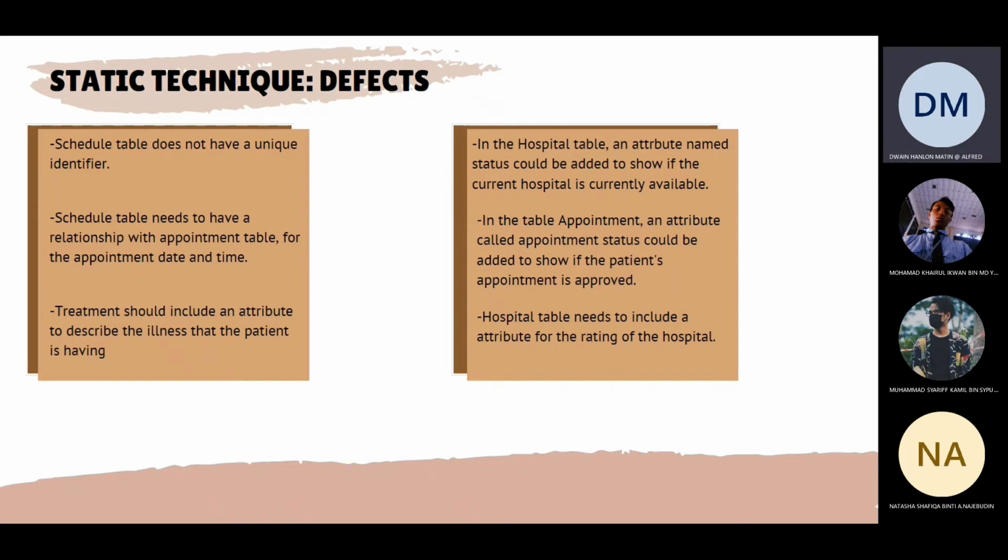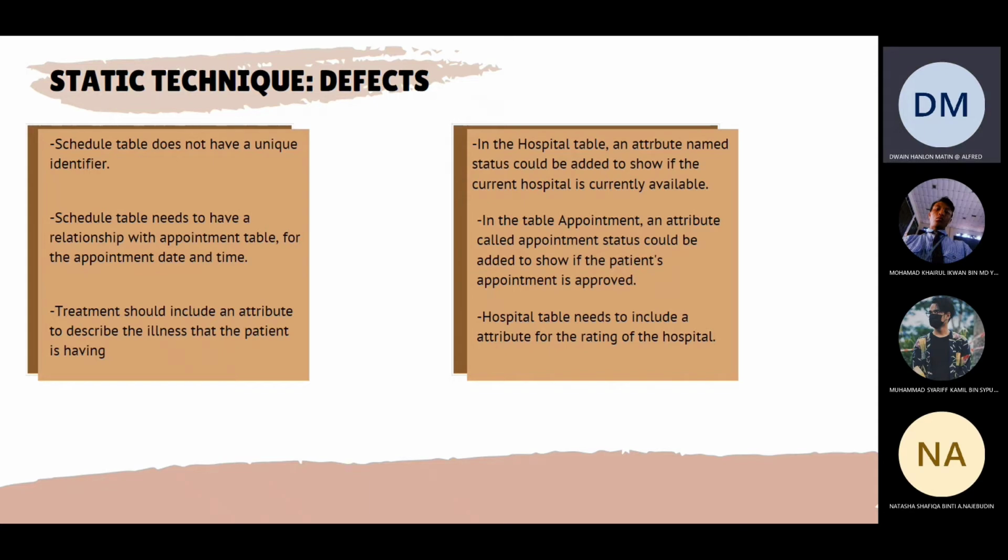So in the appointment table, the attribute called the appointment status could also be shown for the patient's appointment. This is going to show the status for the appointment, if it is approved or not. This will help in letting the patient know if their appointment has been approved, because we do not want the patient to have second thoughts about if their appointment is approved or not.